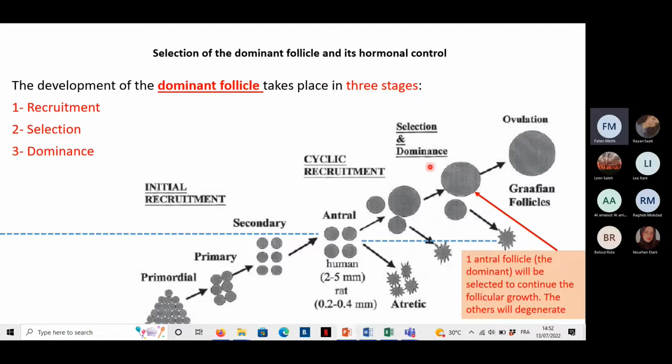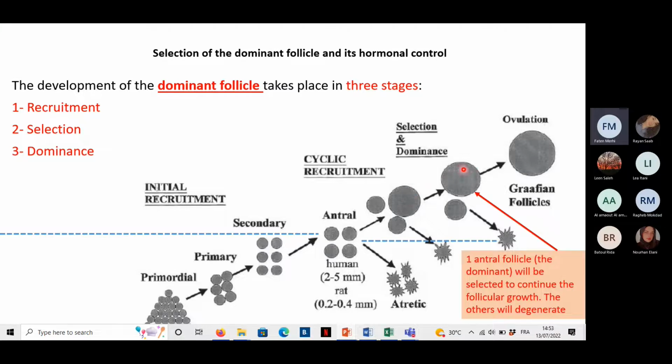And in the absence of FSH, in fact, for this dominant follicle, the estrogen also can help in the survival and the development and the growth of those follicles.